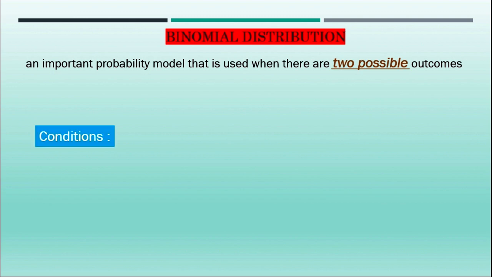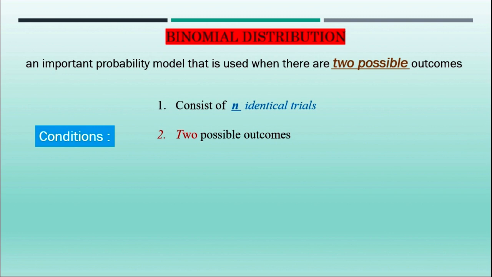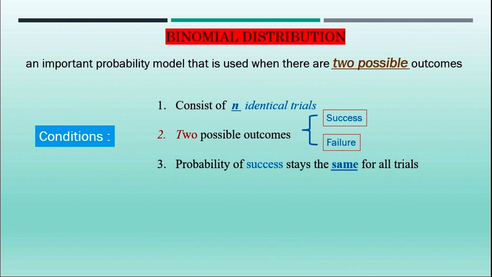Here are four conditions for a binomial random variable. First, the experiment consists of n identical trials. 2. There are only two outcomes on each trial. Usually, we call one success and the other failure. 3. Probability of success stays the same for all trials. 4. The trials are independent.